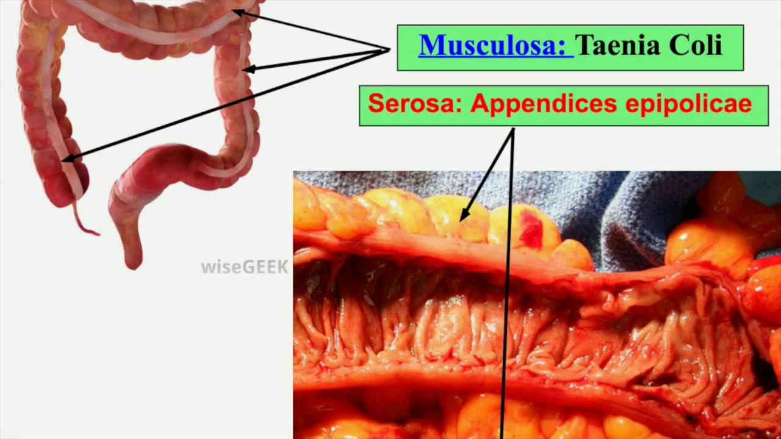But they are actually the outer longitudinal smooth muscle fibers in the muscularis. Here the appendices epiploicae, a collection of fat under the serosa, and these are the circular folds present in the mucosa, very characteristic.